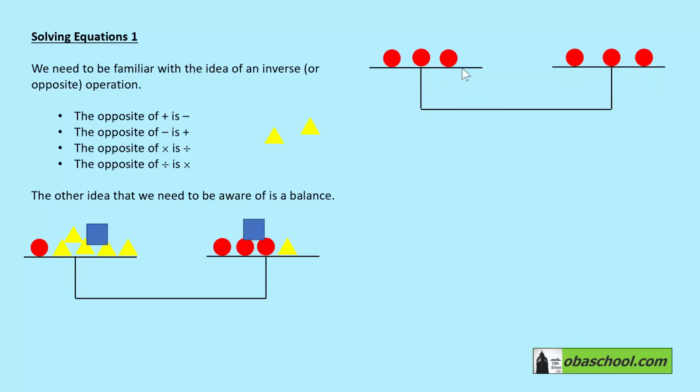So you could think of that as adding 2 red circles to each side, or multiplying the number of red circles we had to start with by 3. We'll look in the examples as to how these ideas are used in order to solve equations.